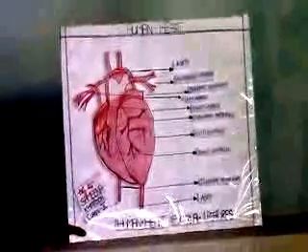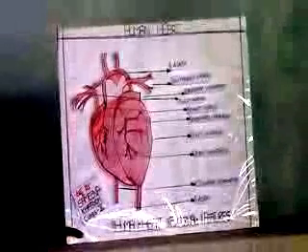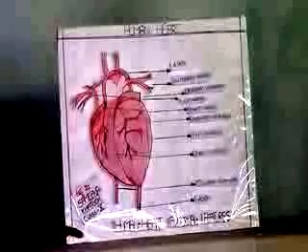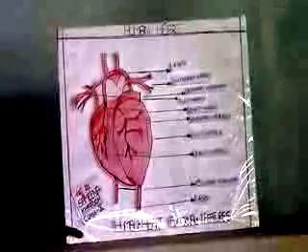The contraction of the heart produces a sound, generally called lub. Similarly, the relaxation of the heart produces a sound called dub. These two together constitute the sound of the heart.